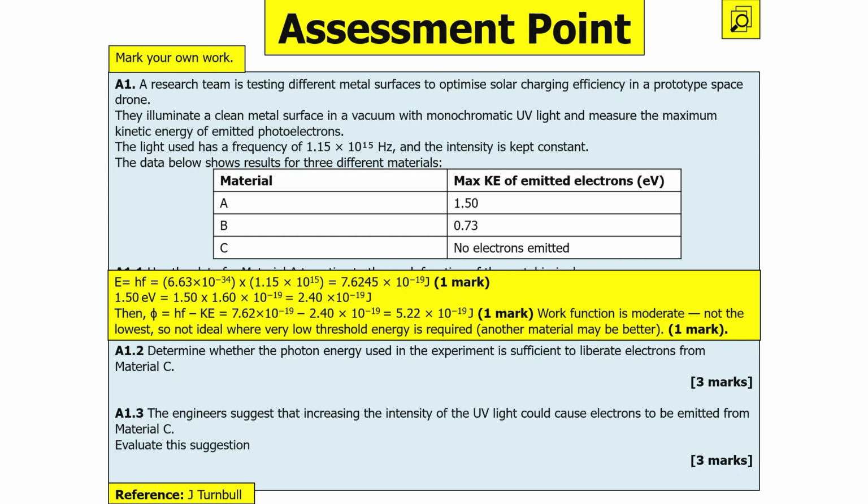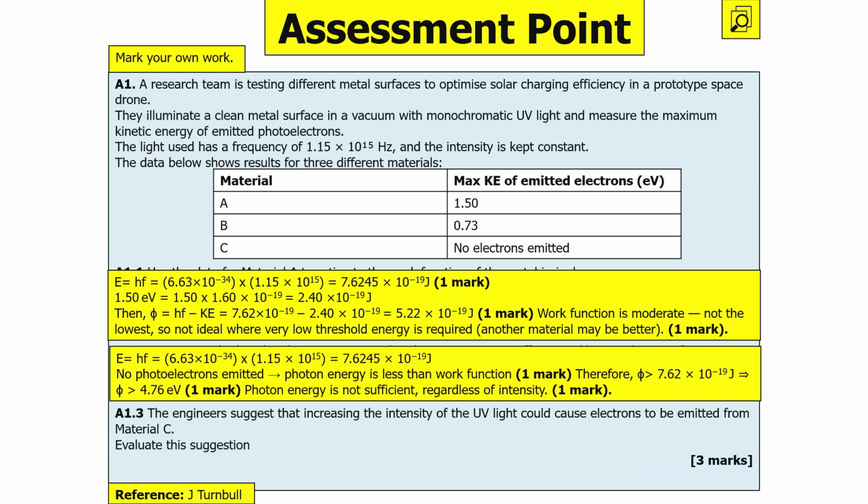So our work function is a moderate value, not the lowest, so not ideal where very low threshold energy is required, so another material could possibly be better. In our next one, we know E equals hf. Once again, that's 7.6245 times 10 to the minus 19 joules. Now, no photoelectrons are emitted when the photon energy is less than the work function. So this tells us that the work function must be greater than this value, 7.62 times 10 to the minus 19 joules. So therefore, the work function must be greater than 4.76 eV.